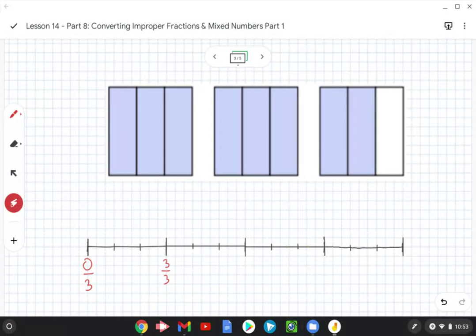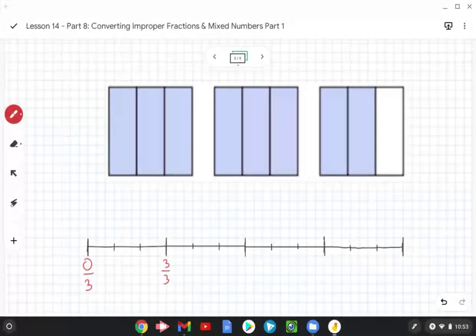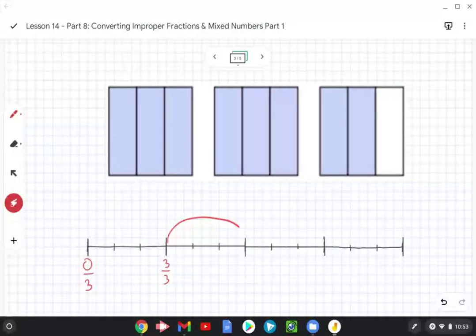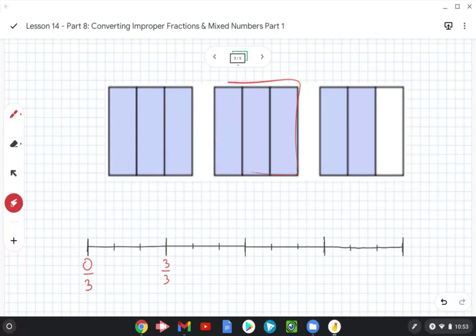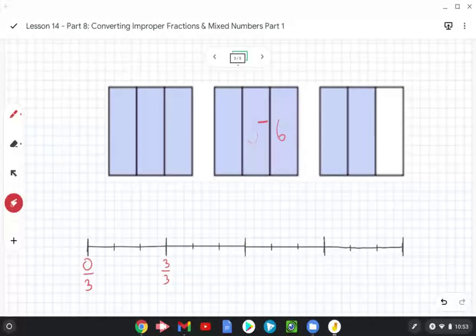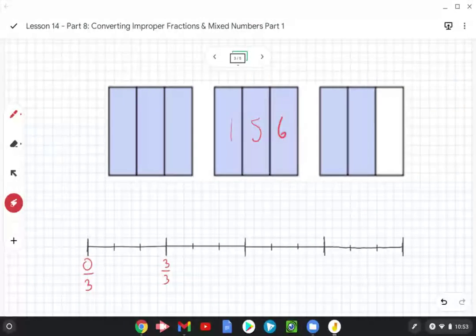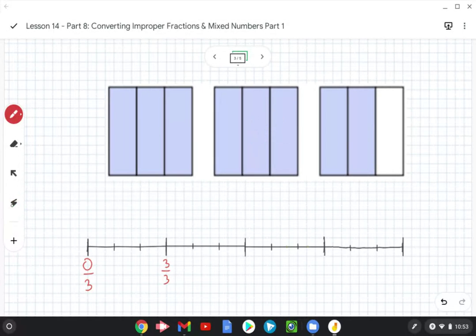That's this part of the drawing. And then we're going to jump to 6 thirds. 3 more thirds, right? We got 4, 5, and 6. Right? 1, 2, 3, 4, 5, and 6 thirds. So let's jump to 6 thirds on the number line, right?